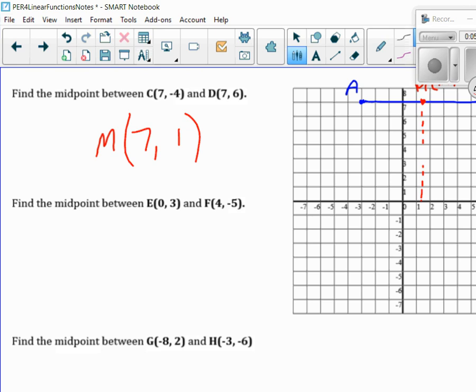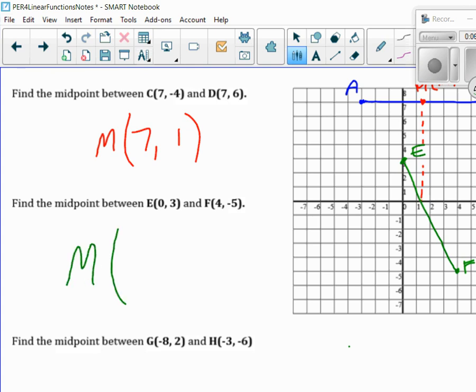Okay, next one. 0, 3, and 4, negative 5. So this is not actually going to be a horizontal or vertical line anymore, so I'll use a different color. A little bit harder then. 0, 3 would be right here. There's my E. And 4, negative 5 would be 1, 2, 3, 4, 5. There's my F. If I take a ruler, which I didn't do, you could probably see visually what it's going to be, but let's figure it out algebraically.